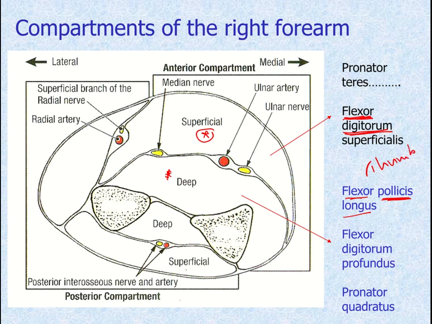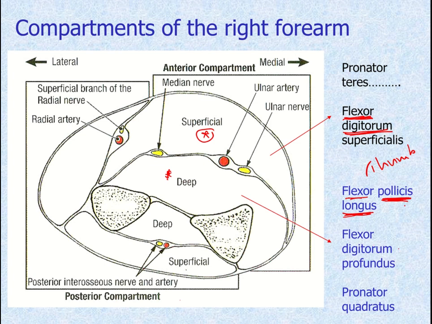Okay, so wherever you see this term pollicis, that indicates the thumb. So this flexor is a flexor of the thumb, and longus means it's a long muscle. Usually if you have a longus, that means there is a brevis also. Brevis is a short muscle. So for you to have a flexor pollicis longus, there should be a flexor pollicis brevis also. That you will learn later.